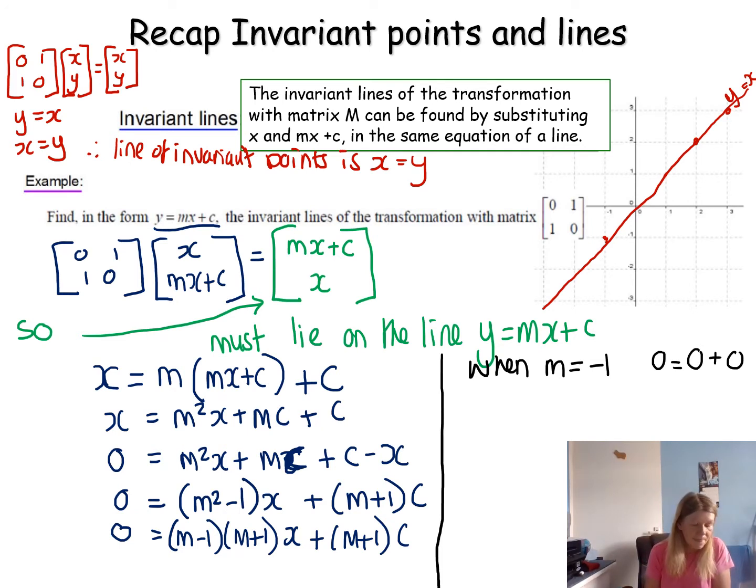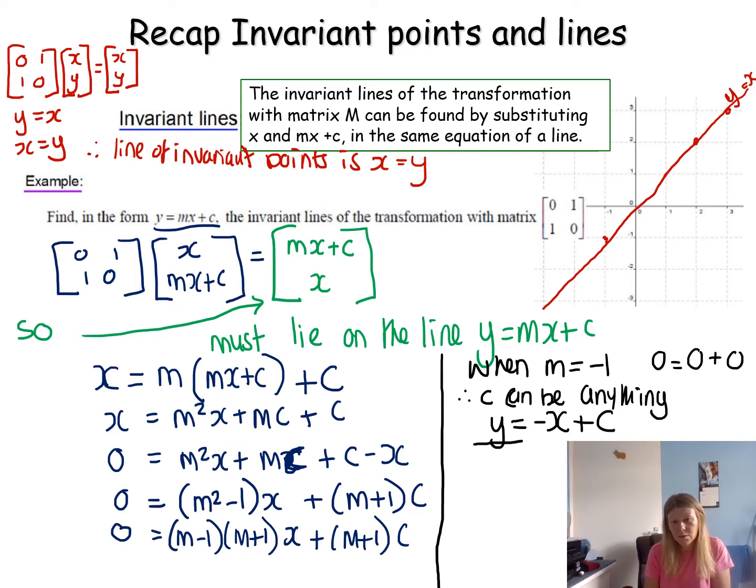So here, c can be anything, and this equation will still be true. So what we've got there is the line y equals, now m is minus 1, so minus x plus c. Now that's the line of invariance.